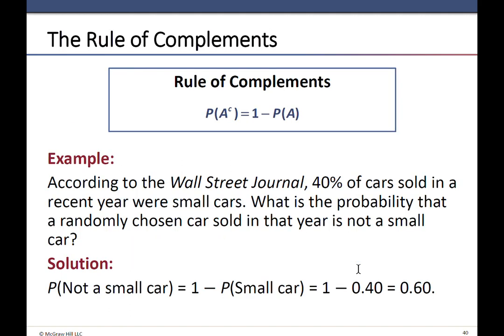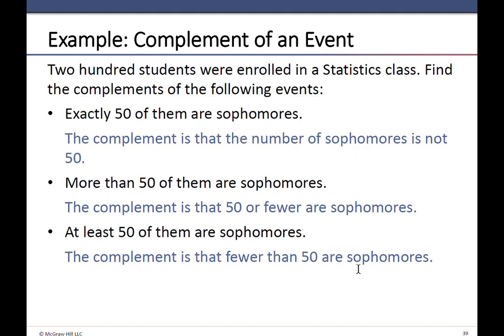So we probably need a definition here, and I'm not sure why it's not typed out, but the complement of an event is simply the event not happening. It's just the opposite. So if 50 of them are sophomores, the complement would be that the number of sophomores is not 50. Okay. More than 50 of them are sophomores. The complement would be that 50 or fewer are sophomores. And at least 50 of them are sophomores. The complement would be fewer than 50 are sophomores. It's just the opposite.